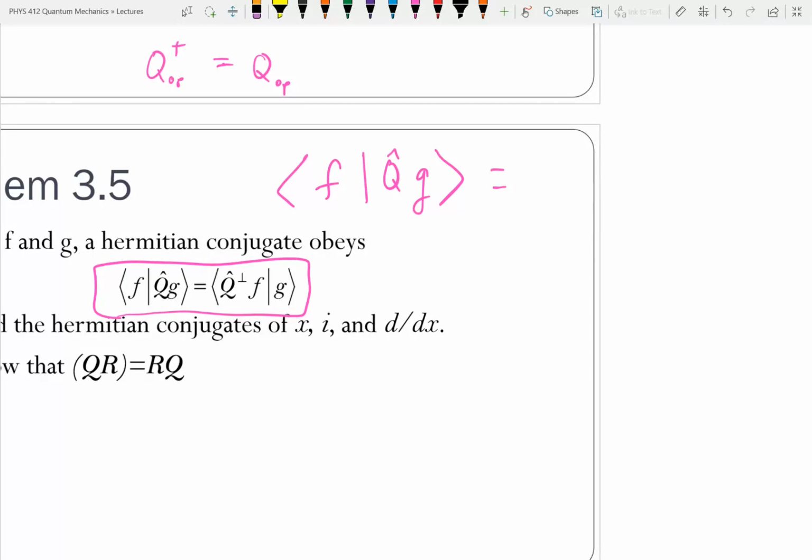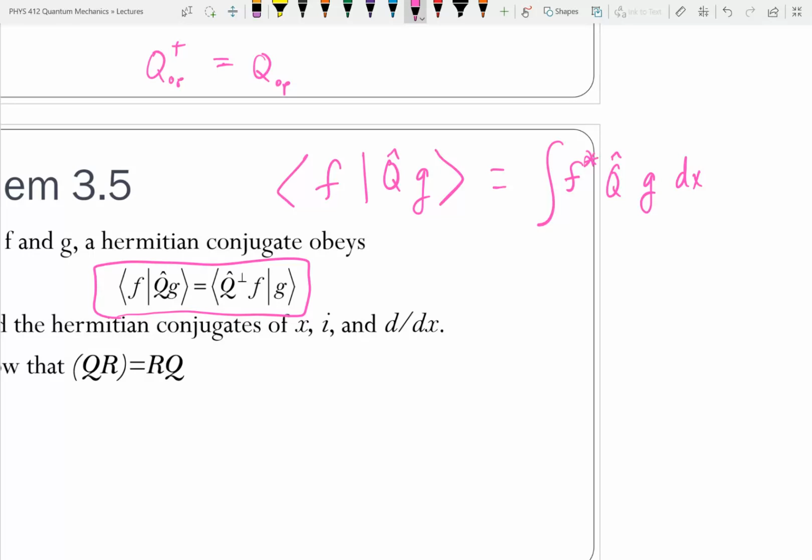How do we find the expectation value? Because it still means the same thing, except it's no longer named the expectation value. So how do we find the expectation value? It's still the integral over orbital space of F star, Q operating on G. So it's still going to be that.